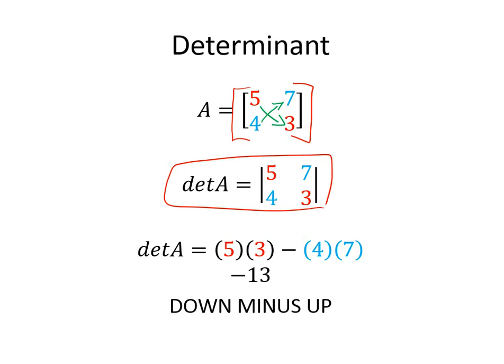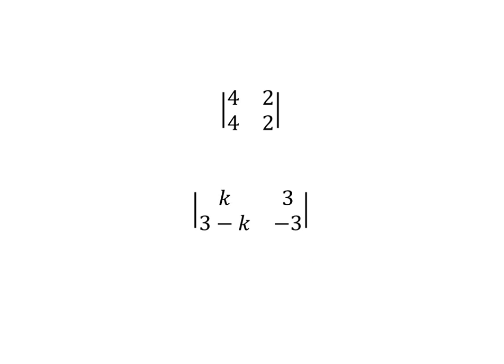Now the determinant, whatever the number is, isn't super helpful except in one case. That one case is leading us to inverses. So let's say we look at this one. We have 4, 4, 2, 4, 2. If we did a determinant of this, going down and then up, it would be 8 minus 8, which gets us 0. So that determinant would be 0.